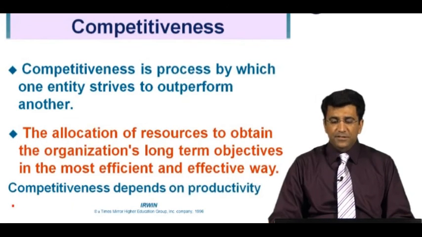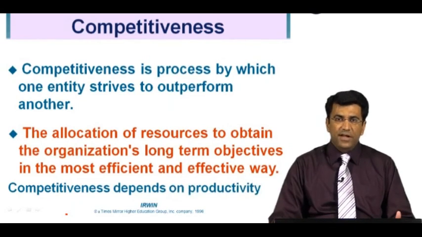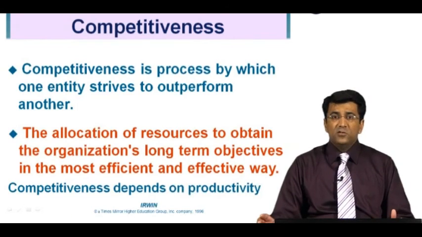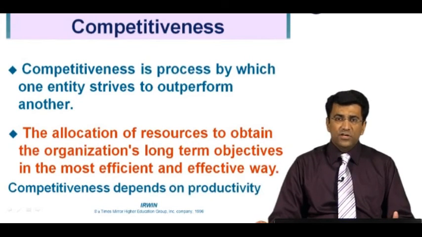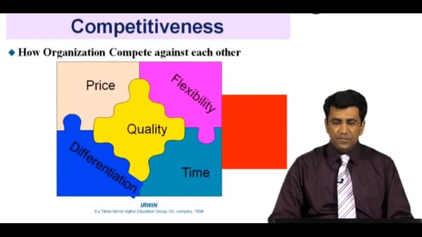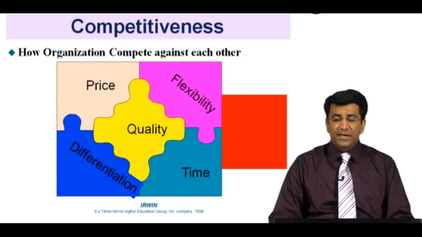So in that particular aspect, there is an interrelationship between competitiveness and productivity. Competitiveness actually helps us to enhance productivity in the organizational setting. And the other way around, it's also true that productivity can also help us to have a competitive advantage for the organization. So there's a two-way relationship between competitiveness and productivity. Now let's discuss some important dimensions of competitiveness, that is, how the organizations can compete against each other.